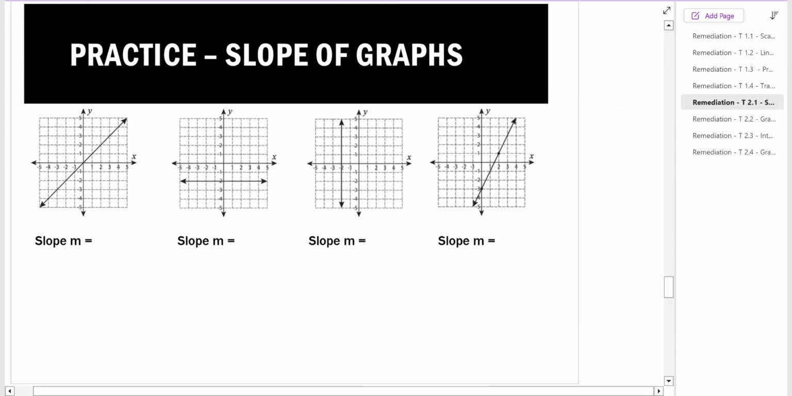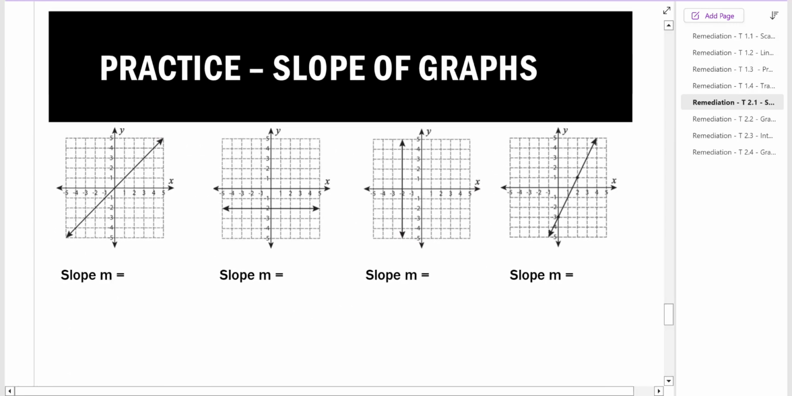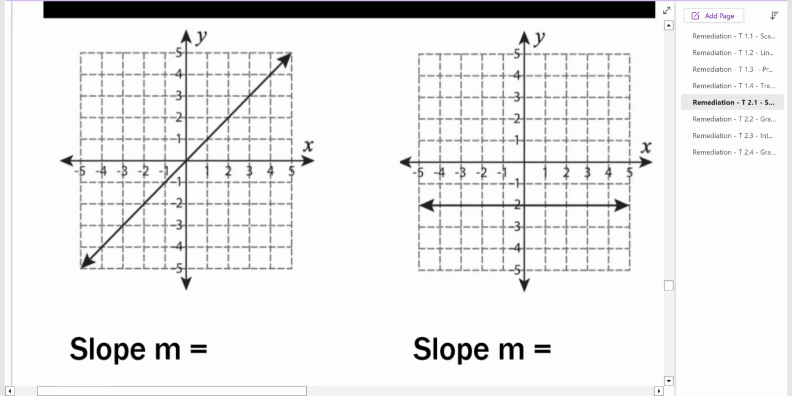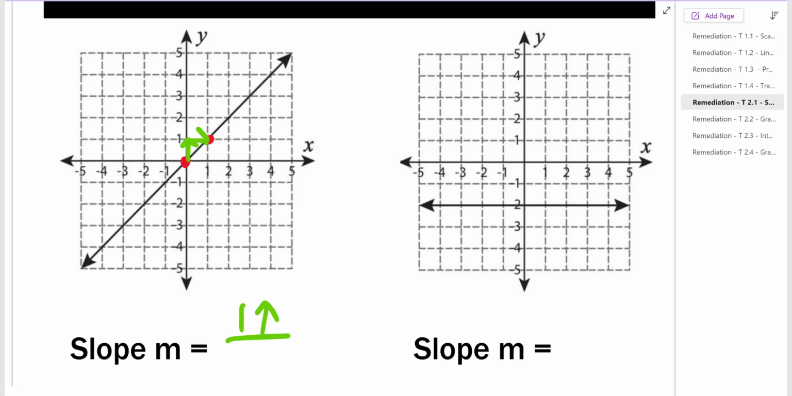All right, now we're going to practice. So take a couple minutes, find 2 points on each graph, and then determine slope. All right, here are the answers. So for the first one, there's a point here and a point here. So I can go up 1 and then right 1. And that's my slope.